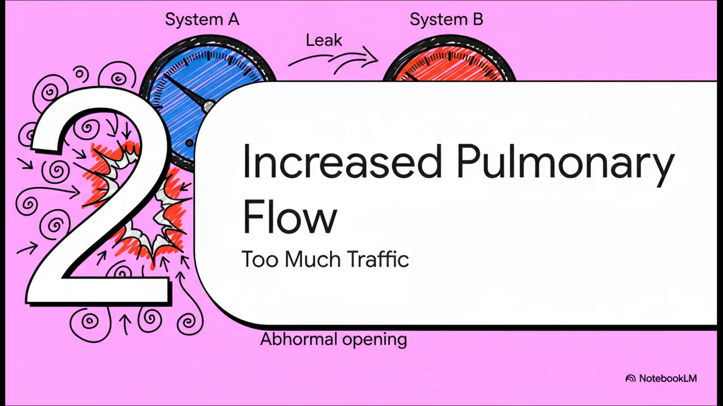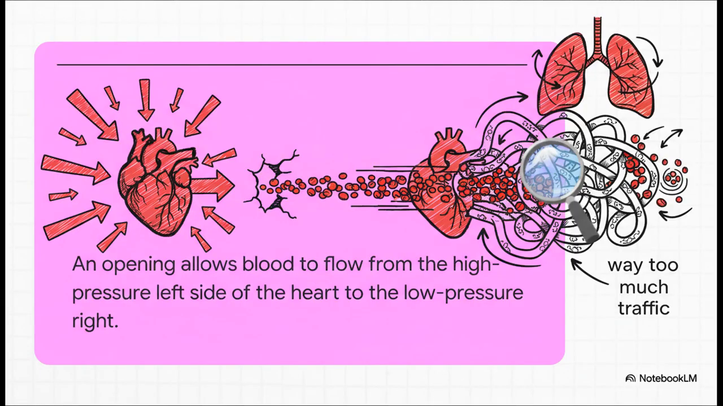So what happens when we mess with that perfect blueprint? What if there's an abnormal opening, a hole, a leak, somewhere it's not supposed to be, connecting these two different pressure systems? Well, that opening creates what we call a left-to-right shunt. And if we follow our pressure rule, what's going to happen? That high-pressure left side is going to force blood across that hole into the low-pressure right side. And this sends a whole flood of good, oxygenated blood on a useless trip back to the lungs. It's like a massive traffic jam on the highway to the lungs.